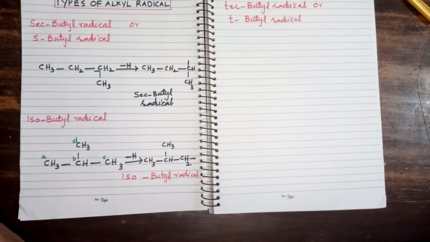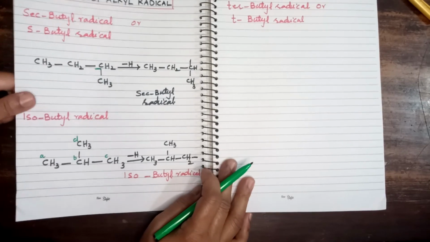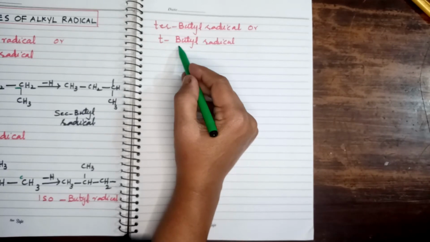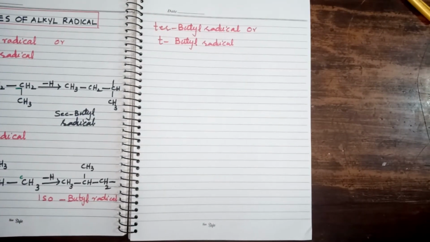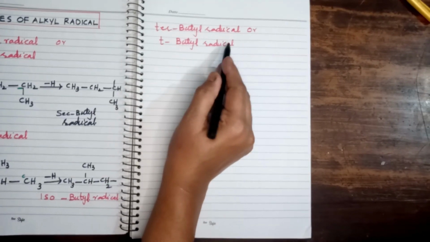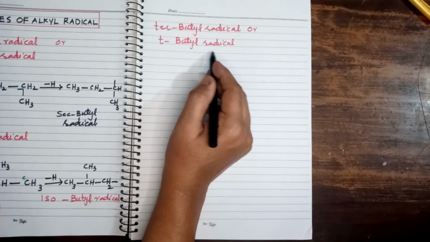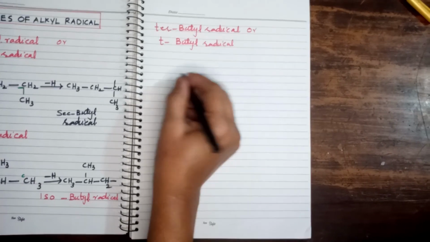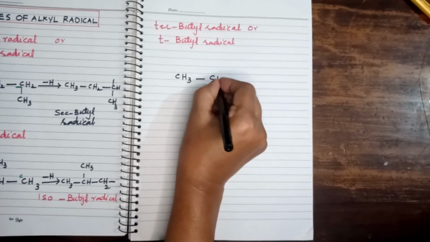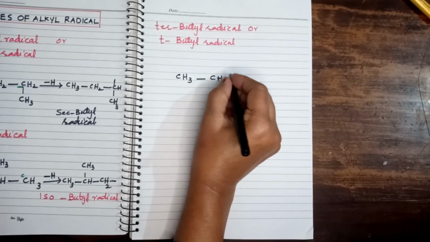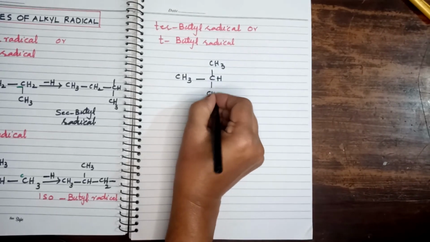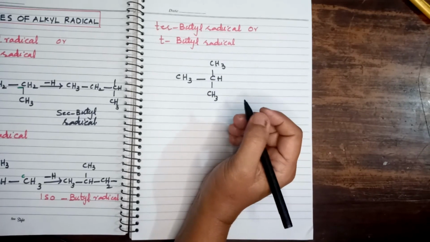Now, the next type of alkyl radical. Next type is tertiary butyl radical, or it can be written as t-butyl radical, tertiary butyl or t-butyl. Again, we try to understand with the help of an example. Suppose we have a molecule like this, CH3, CH, CH3, CH3. This is the molecule.